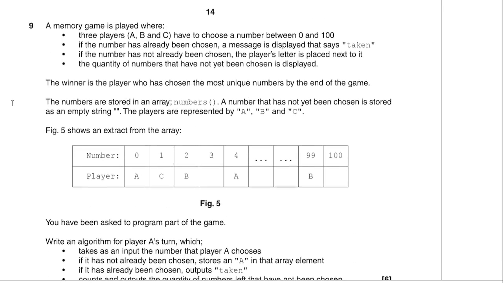We'll see. So for context, it's a memory game where you have 3 players have to choose between 0 and 100. If a number has already been chosen, a message is displayed as taken. If it's not already been chosen, the player's letter is placed next to it, and the quantity of numbers that have not yet been chosen is displayed. And I guess because it's tested memory, the winner is the one who has chosen most unique numbers, and they're stored in an array called numbers.